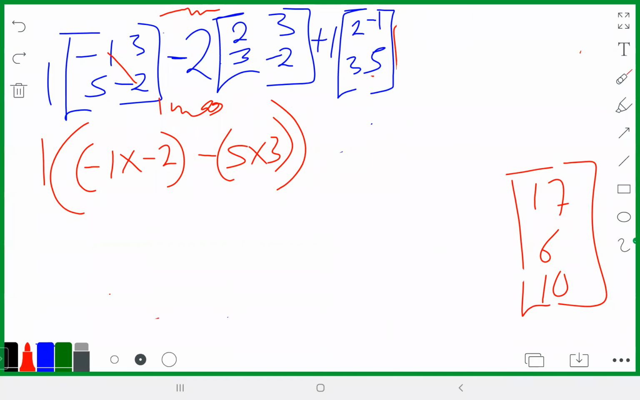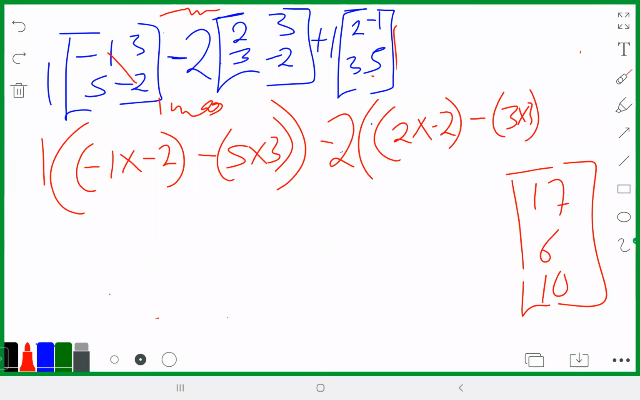okay? Then we come to -2. We do the same. You have 2 times -2, right? Minus 3 times 3. We close like that. Then you have +1. That will open like that. It will have 5 times 2, that is 10, right? It is 10.